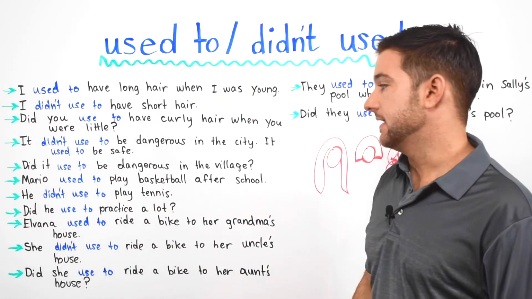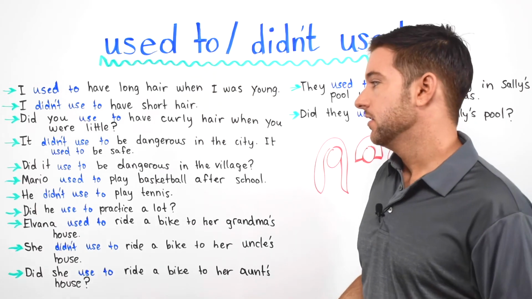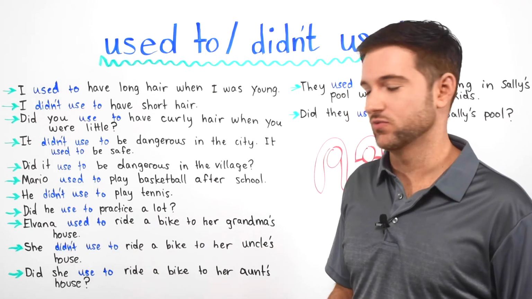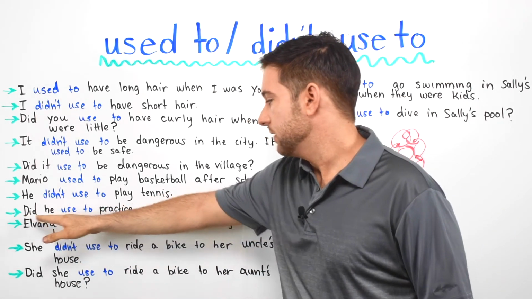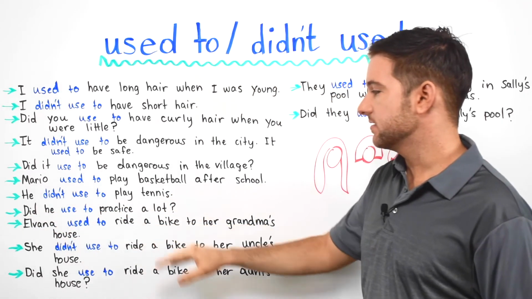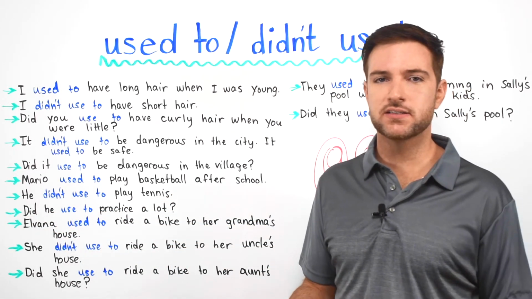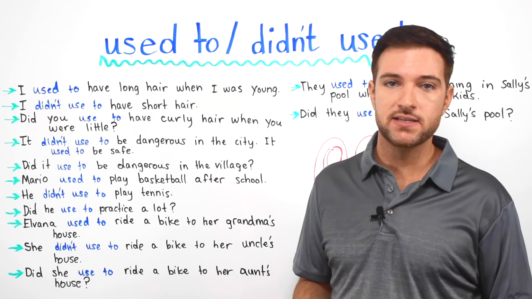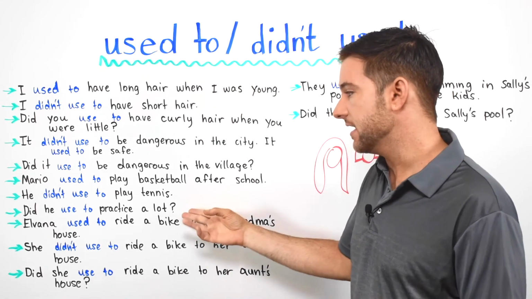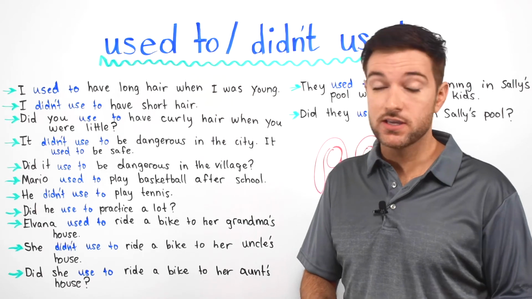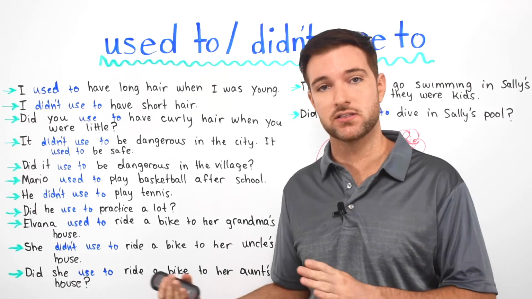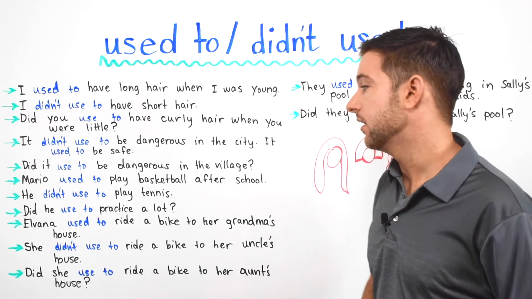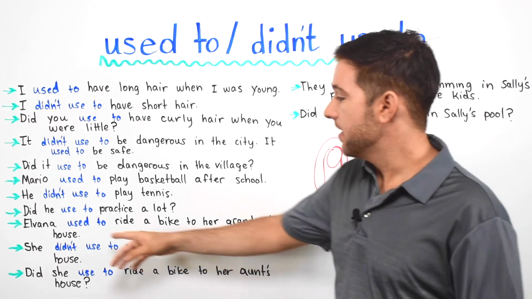So we'll go to the next one. He didn't used to play tennis. Okay, so usually he played basketball, but usually he did not play tennis. He didn't like tennis when he was little. And then here we have a question. Did he used to practice a lot? Meaning, was it a tendency of his to practice every day? And you could say yes, he did, or no, he didn't. Or you can make it longer. You could say yes, he did used to practice a lot, or no, he didn't used to practice at all. Never.